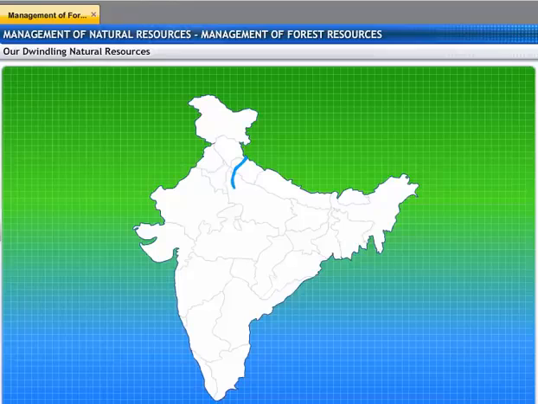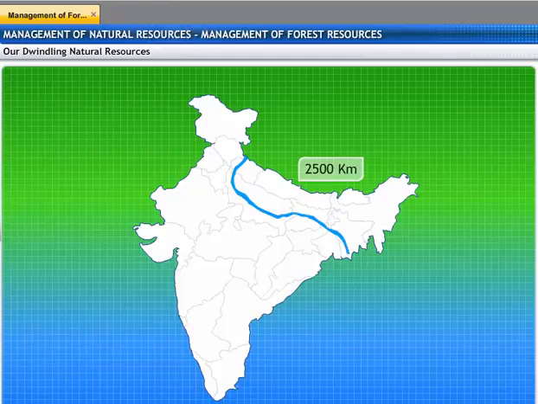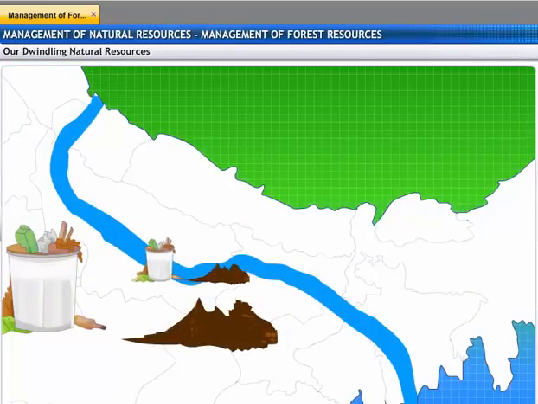For example, the river Ganges runs its course of over 2,500 kilometers from Gangotri in the Himalayas to the Bay of Bengal. In the towns and cities of Uttar Pradesh, Bihar, and West Bengal, garbage and excreta are dumped into the river while it flows through. Largely untreated sewage is dumped into the Ganges every day.